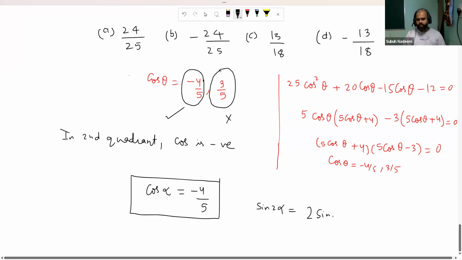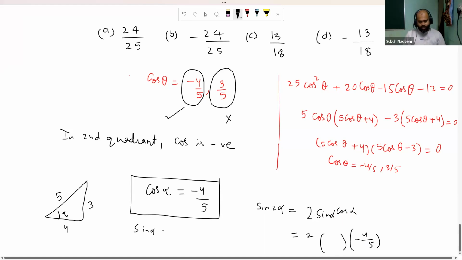Correct. So 2 sine alpha into cos alpha. So cos alpha is your minus 4 by 5. And sine alpha, you can make a right angle triangle here. Irrespective of the sign, negative or positive, if this is alpha, then this is base and this is hypotenuse. So perpendicular will be 3. So sine alpha will be 3 by 5.